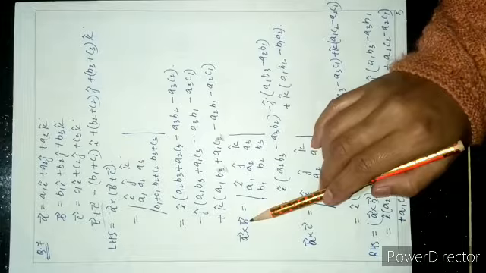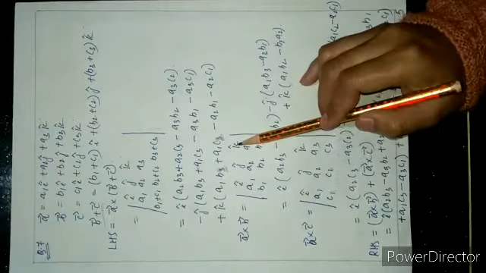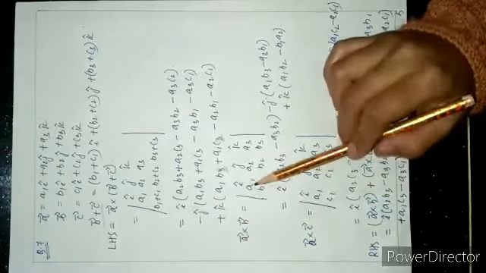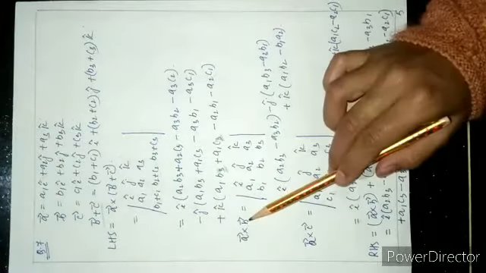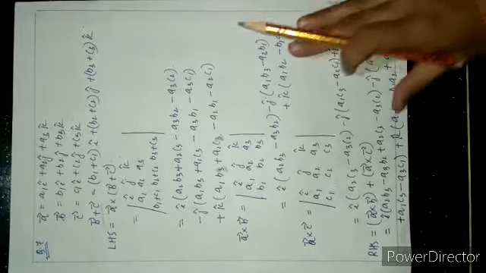Then find A vector cross B. I cap, J cap, K cap. The A components are A1, A2, A3. The B components are B1, B2 and B3. Expand to get the expression.